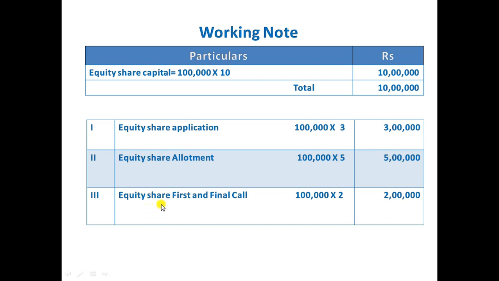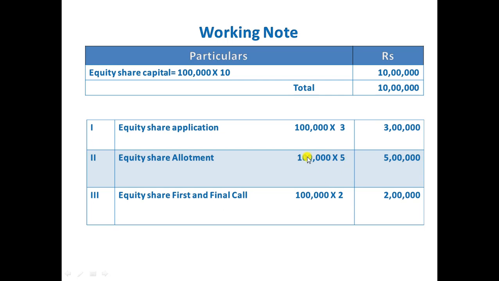And the third installment is called equity share first and final call. Here 1 lakh shares into 2 each, and the company is going to collect 2 lakh rupees. In total, 3 lakh plus 5 lakh and 2 lakh, a total of 10 lakh rupees the company is going to collect from the common public. At the time of collecting capital from the public, a company can collect in 5 installments, but I took only 3 installments here. In this way a company collects capital from the public.